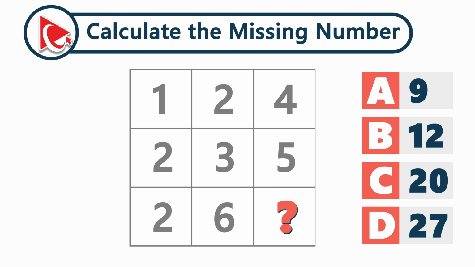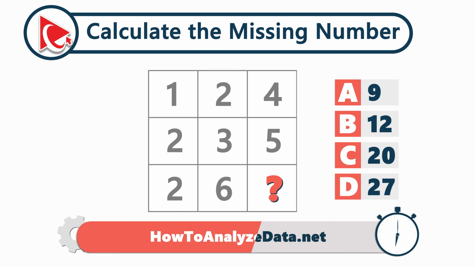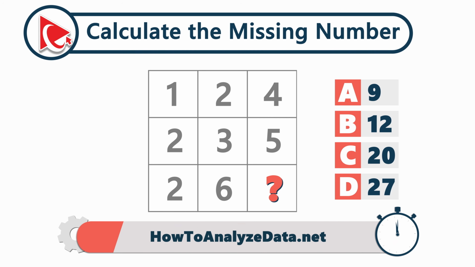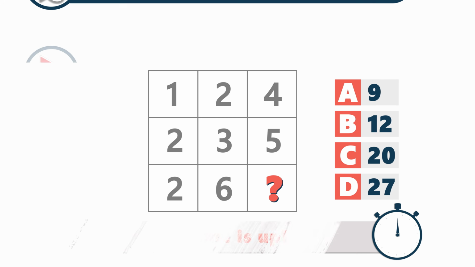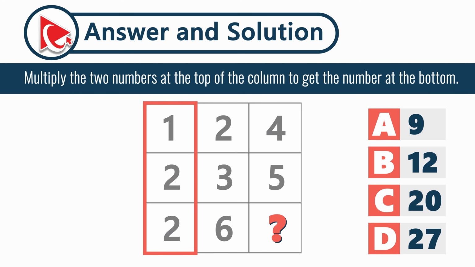Can you solve it and choose the right answer? The trick pattern here is very simple, but it's hidden in plain sight for most. Instead of rows, we need to focus on columns. In fact, we need to multiply the two numbers at the top of the column to get to the number at the bottom. Take a look at the first column.